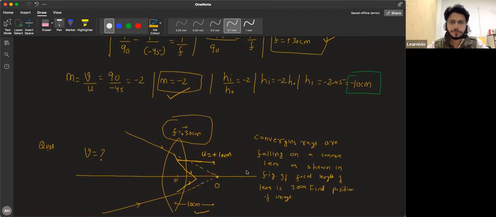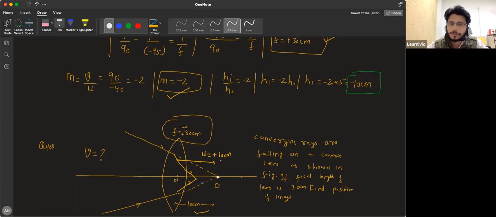Let's do a question which is again a very small thing. That's an interesting question. So see, the question says you have converging rays. Converging rays are falling on a convex lens. If the focal length of the lens is 30, what is the position of the image? If there is no lens, then these rays will converge over point O. But due to the convex lens, where will they converge?